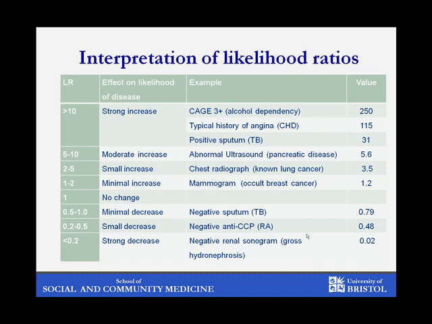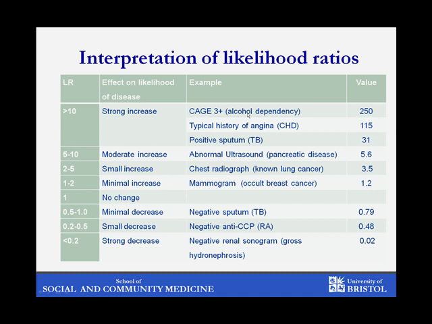Okay, so here, in this table, we just illustrate some likelihood ratios, both positive and negative, for different sorts of tests that we can use, both history and investigation. So for example, this is rather arbitrary, but in general, people define LR values of greater than 10 as being very useful because they strongly increase the probability. So in this case, for example, a patient who presents with a typical history of angina would have a positive likelihood ratio of 115.